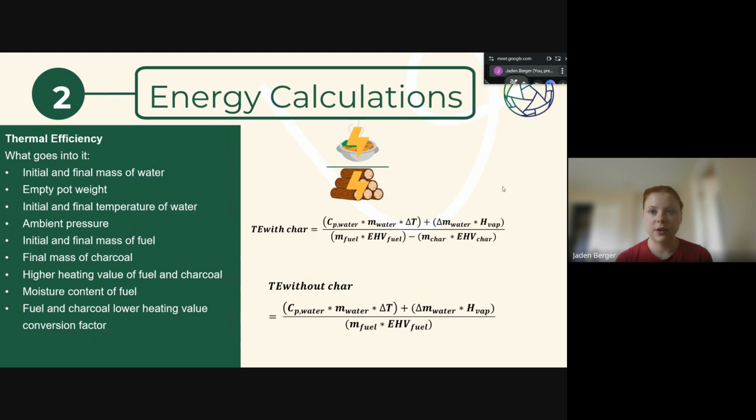You might have noticed in your report, there are two thermal efficiencies. There's thermal efficiency with char and thermal efficiency without char. There's a whole discussion in the cookstove world on which one should or shouldn't be used. I'm not going to go into that discussion.